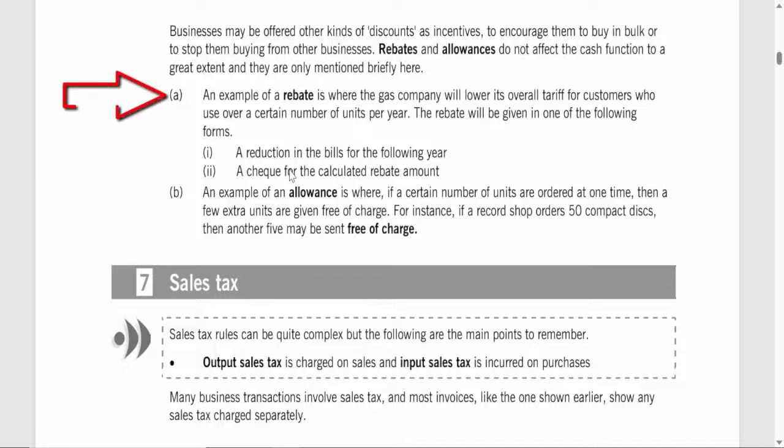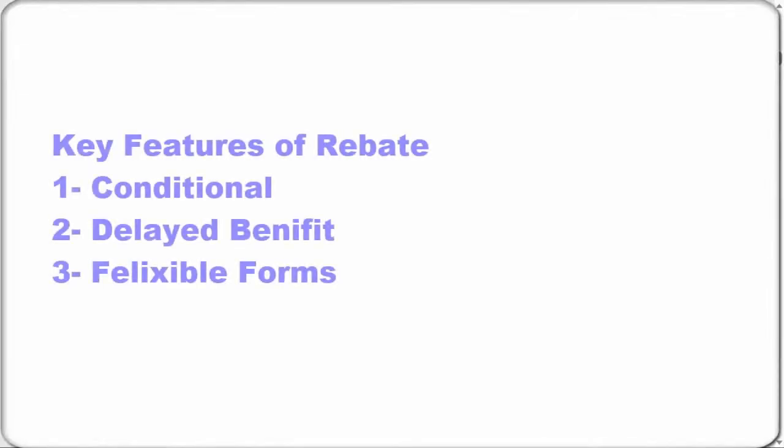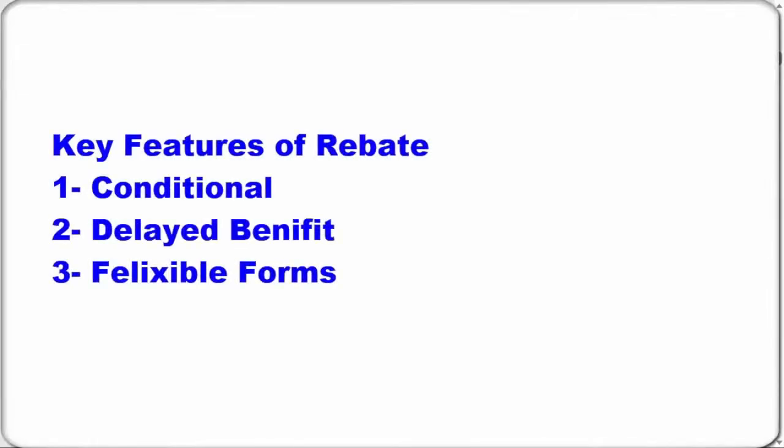Rebates, encouraging long-term spending. A rebate is essentially a form of post-purchase discount where a business receives a refund or partial repayment after purchasing a certain amount of goods or reaching a specific usage level. Unlike trade discounts, which reduce the upfront cost, rebates are given after the purchase is complete and usually after certain conditions are met. The goal of a rebate is to encourage long-term spending or usage by making it financially rewarding for the buyer. Key features of rebates.